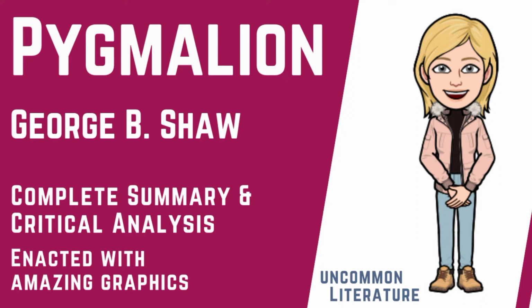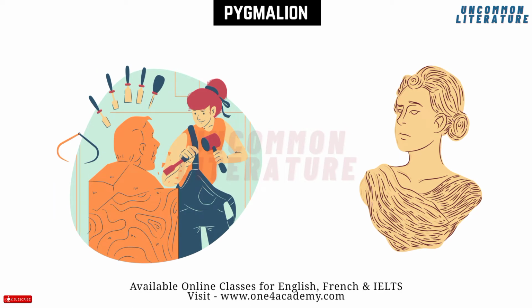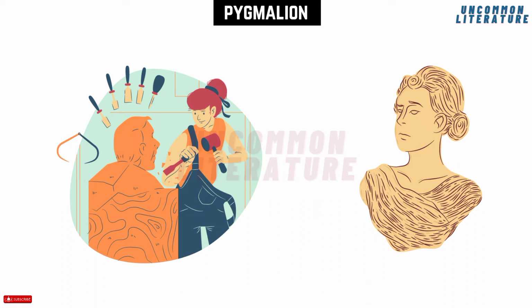Today we are going to do Pygmalion by George Bernard Shaw. It was written in 1913 and Shaw has based his play on a Greek legend of a sculptor named Pygmalion. He used to despise all the women and he did not find them beautiful enough. So he made a beautiful sculpture out of his own imagination and he fell in love with that. Later, he prayed to Aphrodite, goddess of love, and Aphrodite later made that sculpture alive.